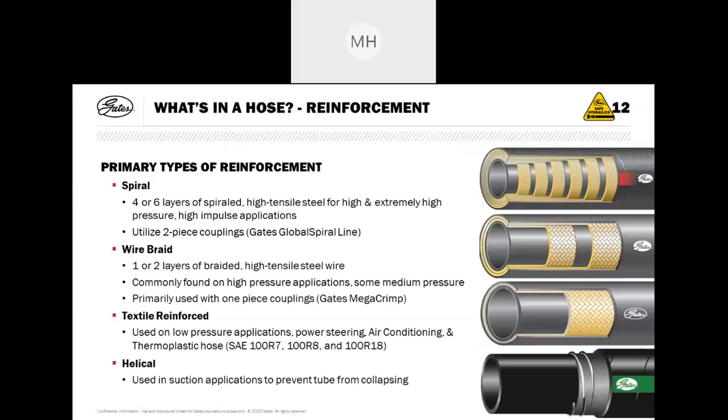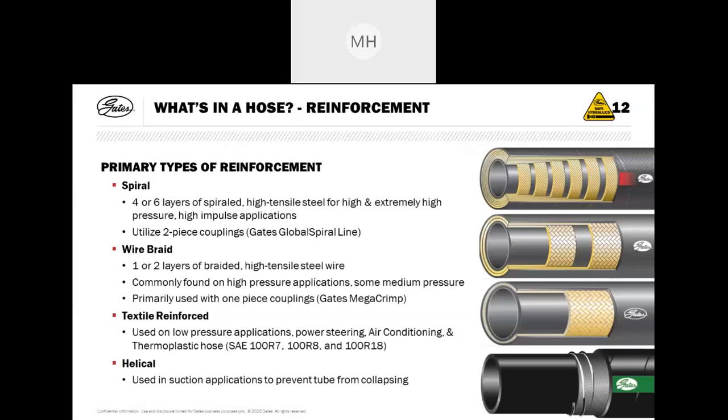We have the wire braid, which is a 1 or a 2 wire, commonly referred to as 1 wire or 2 wire, high tensile steel wire. These are commonly found in high pressure applications and some medium pressure. Primarily, these are used with the Gates Mega Crimp 1-piece coupling.